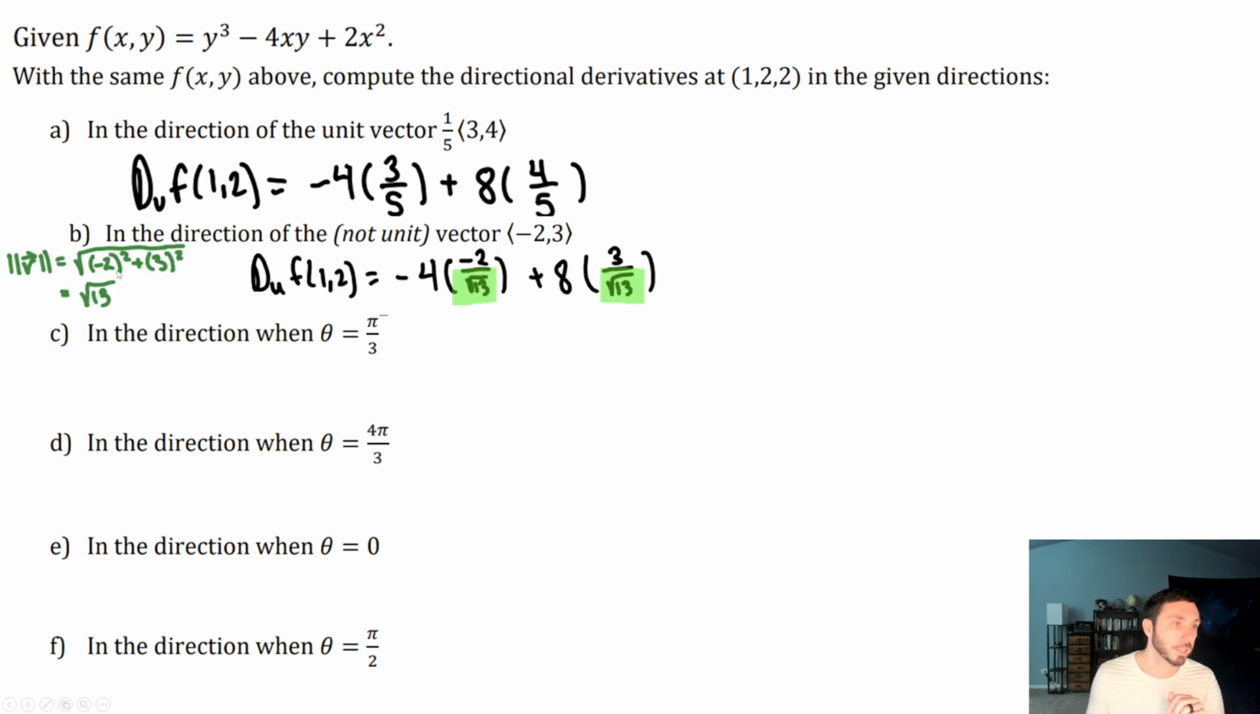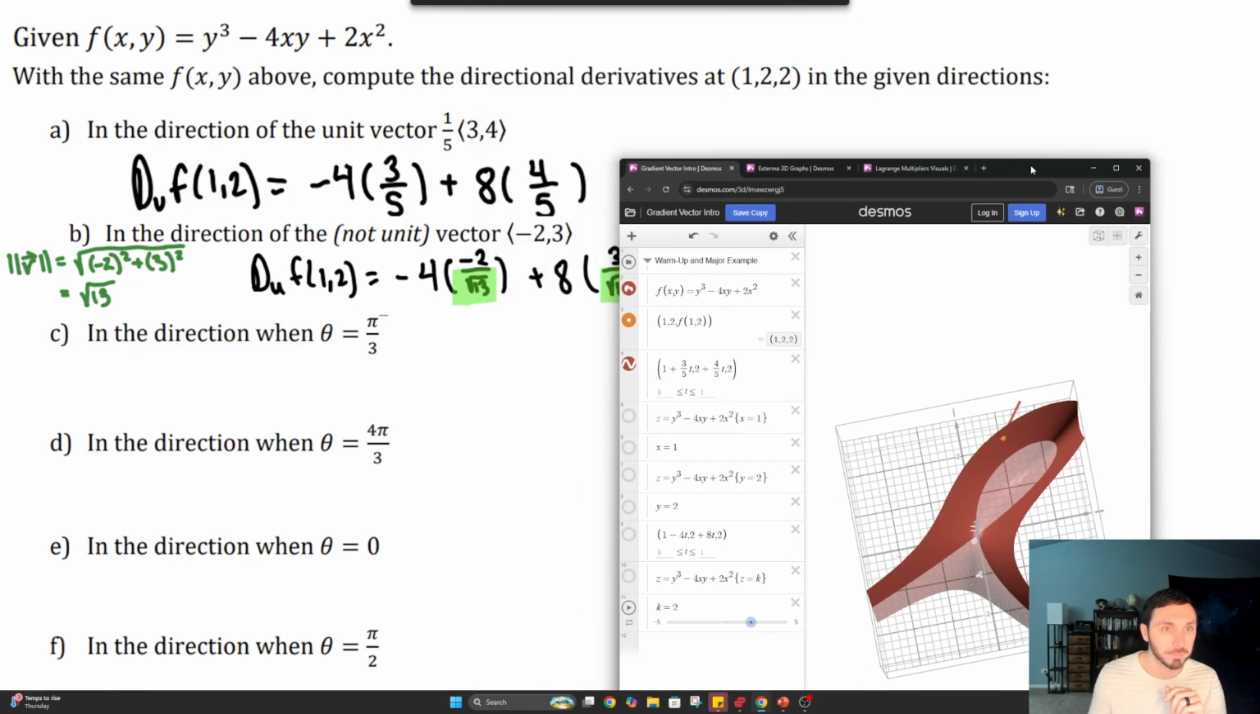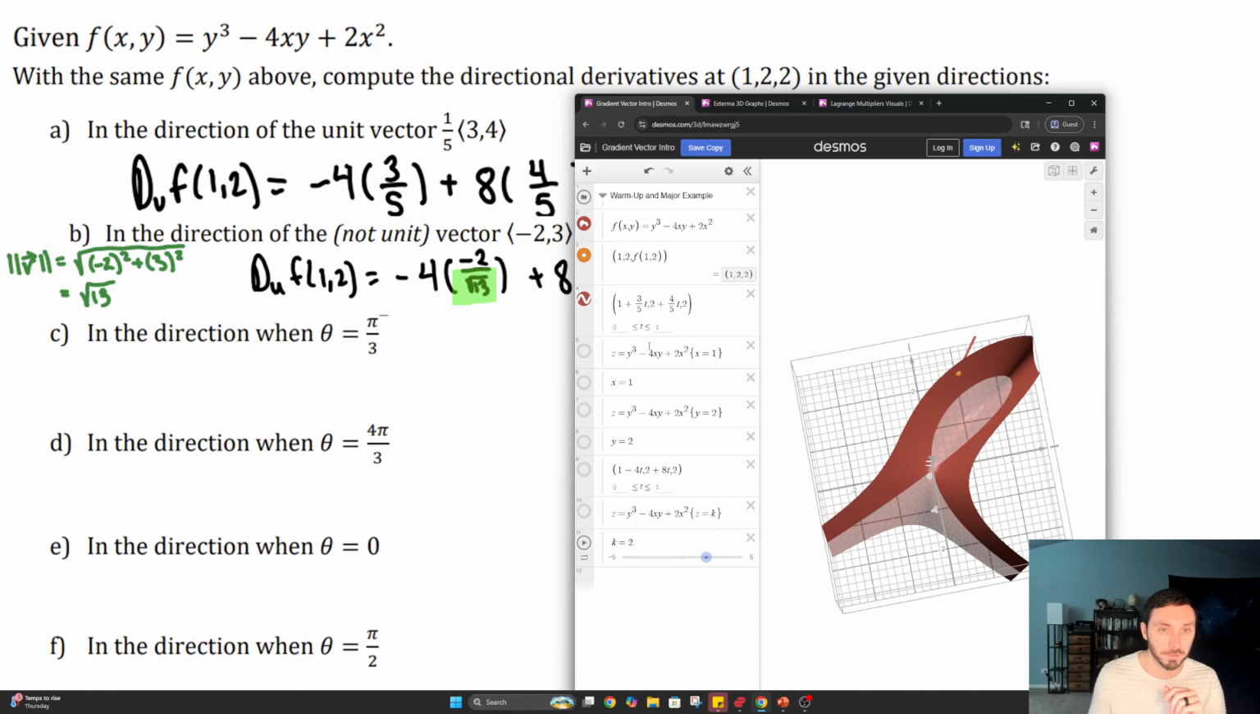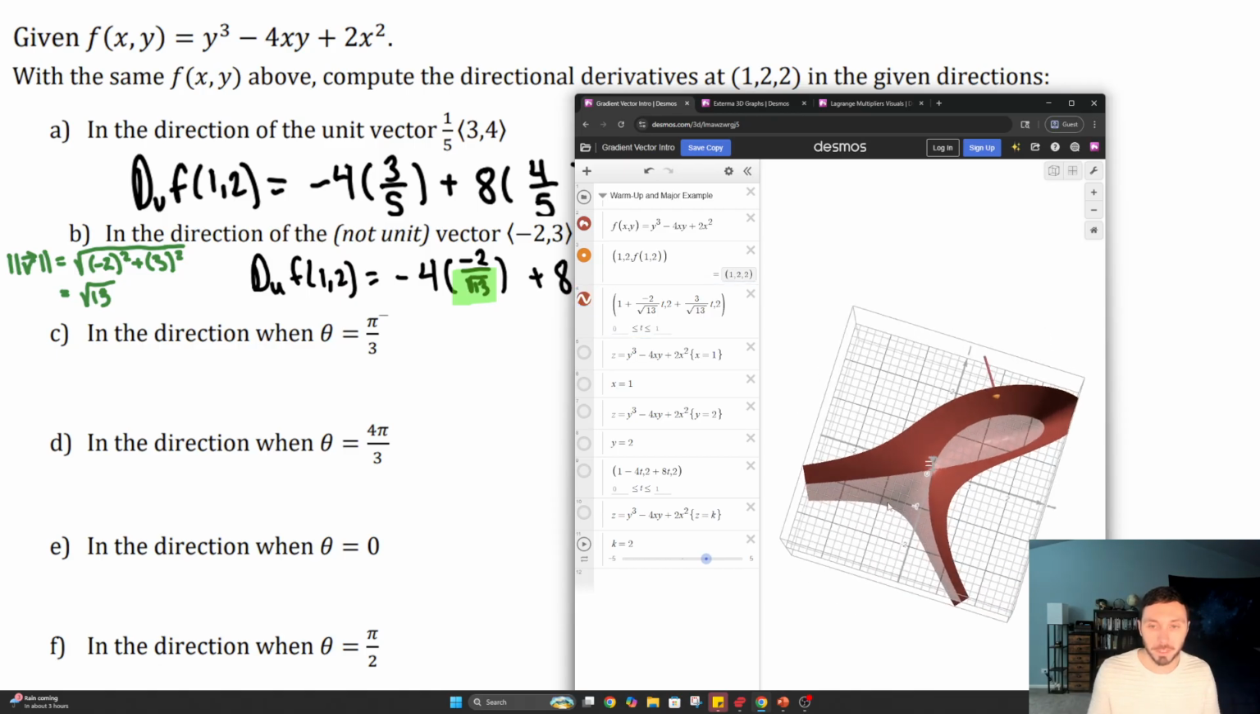Okay, to make it a unit vector, you have to take the square root of the sum of squares. So you just get root 13, so you can divide each of these by root 13, and then you're just plugging straight into the formula. So I guess this would be pointing in the direction -2 over square root of 13, and then 3 over square root of 13. So it'd be climbing in this direction now.